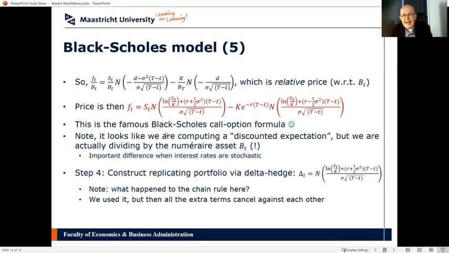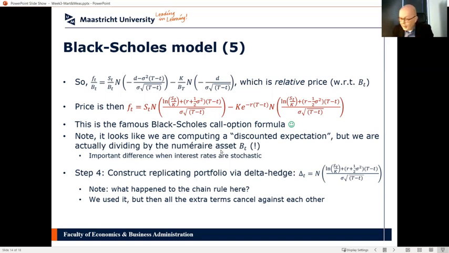And again, I will keep pressing on this. It looks like we are doing a discounted expectation. A more correct interpretation is to say it's not discounting that we are doing. What we have actually done is we did the computation by dividing by the numeraire asset, which is the bank account. When interest rates are constant, with discounting, you are kind of free to take the discounting inside or outside of the expectation operator.